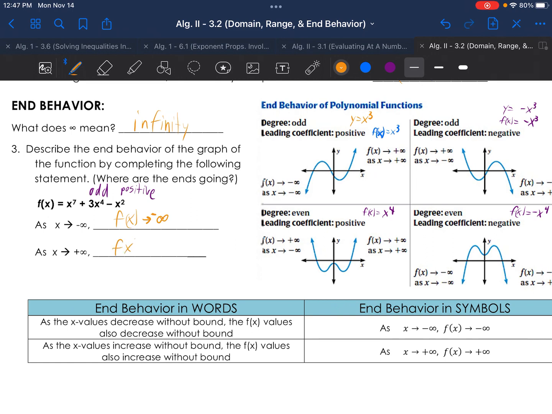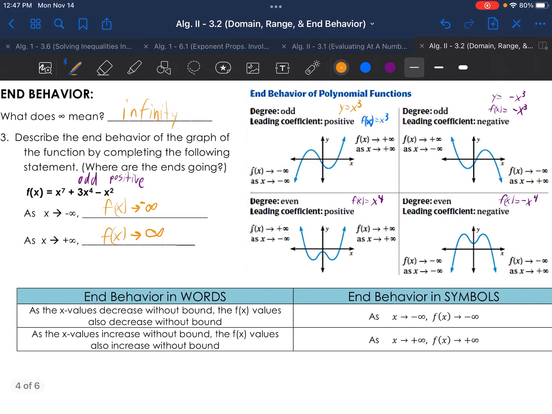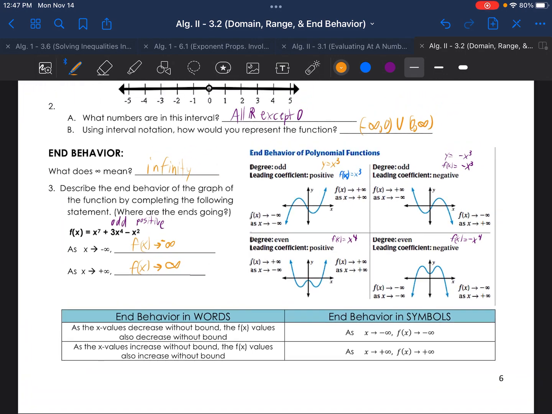And as x approaches positive infinity, the f of x, or the y, will go to, or equals again, darn it, positive infinity, or just infinity. And in words, it basically means as the x values decrease without bound, aka go forever with no boundary, then the f of x or y values also decrease without bound, or increase without bound. So basically increase and decrease forever.